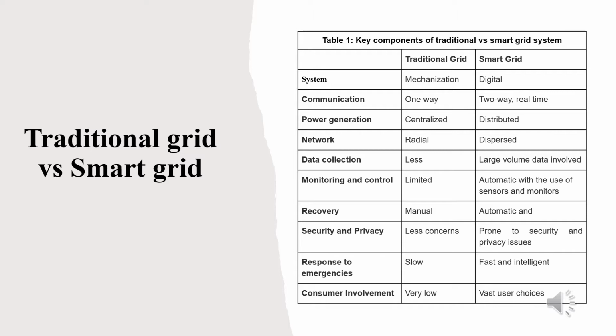The consumer involvement, which is very important. With the smart grid, consumers have vast choices to choose how they want to manage their energy and how they want to connect to it. And with the traditional grid, it's not very much.